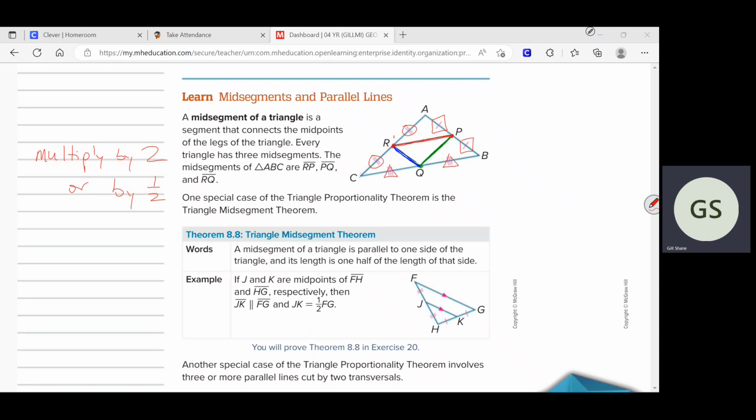So again, if I wanted to write all the sides out, RQ is 1/2 AB. Or I could have said AB equals 2 times RQ. So it has to be the parallel lines. And then you just have to know, am I multiplying by 2 or multiplying by 1/2?